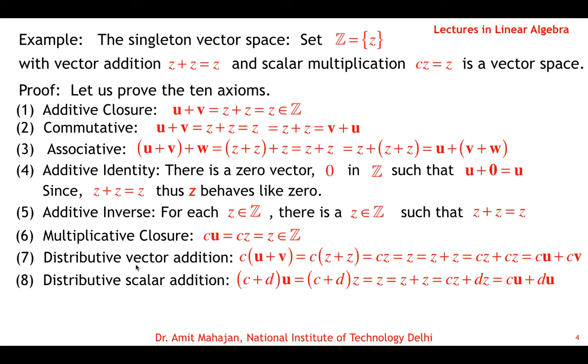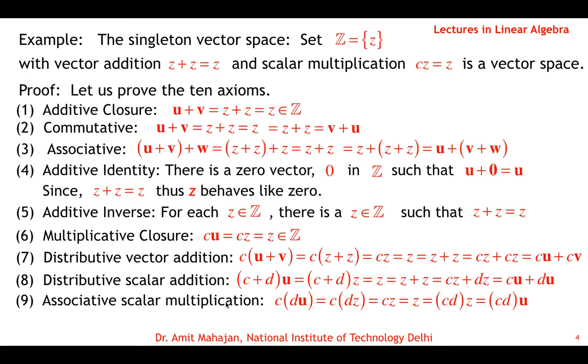The ninth property is the associative scalar multiplication, that c times du is same as cd times u. So c times du. d times u means d times z, because u is z, and d times z, any scalar times z is z. So d times z is z, so we get c times z, again c times z is z by this property, and this property then backward, that z can be written as any scalar times z. So we take scalar to be cd, and z is u, so cd times u. So the ninth property is also satisfied.